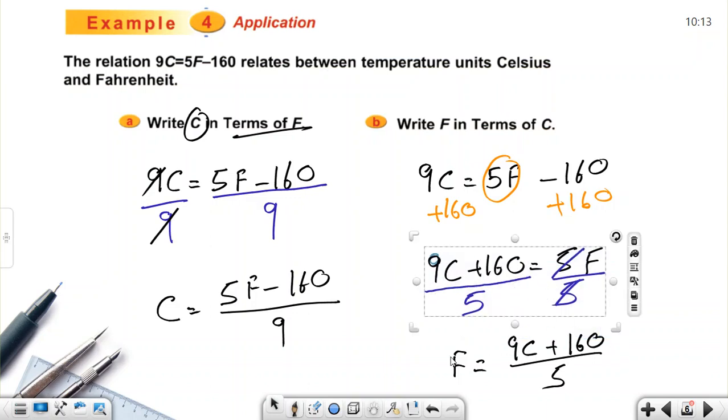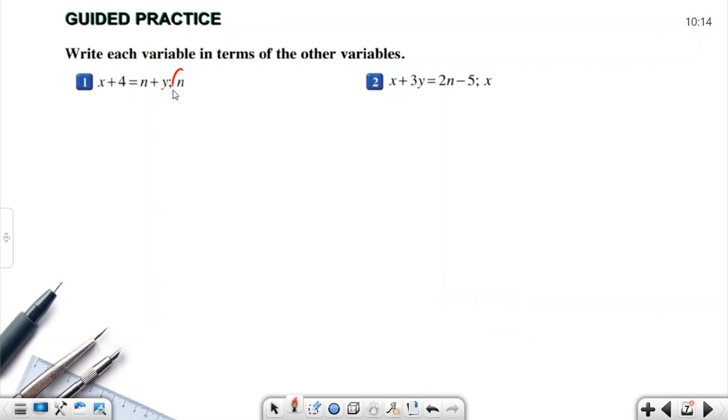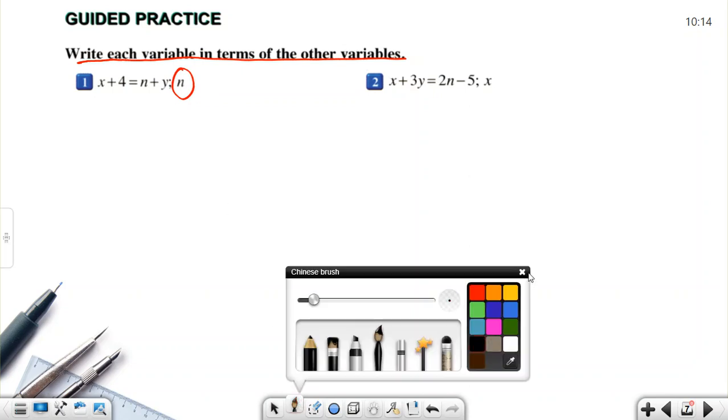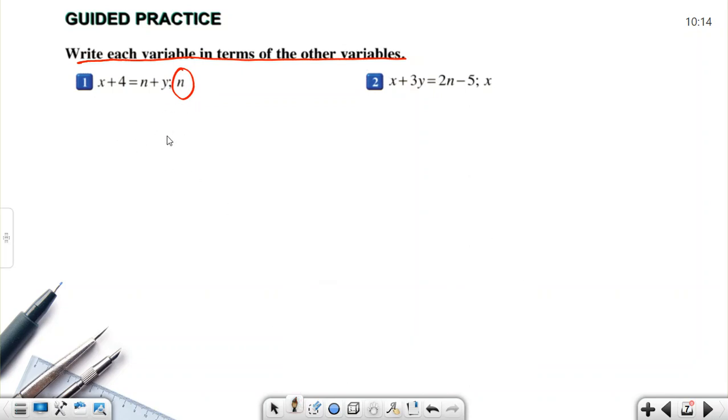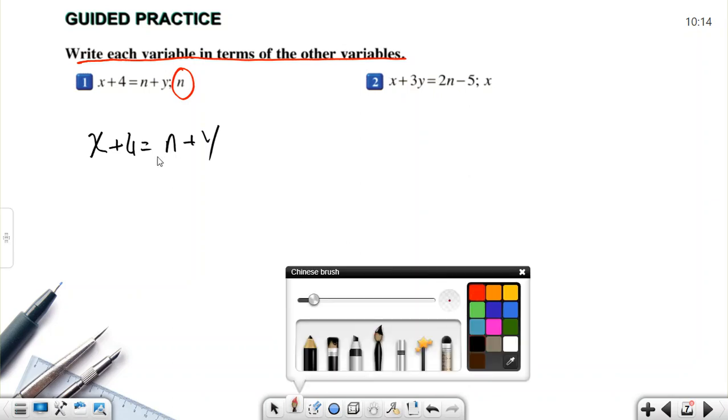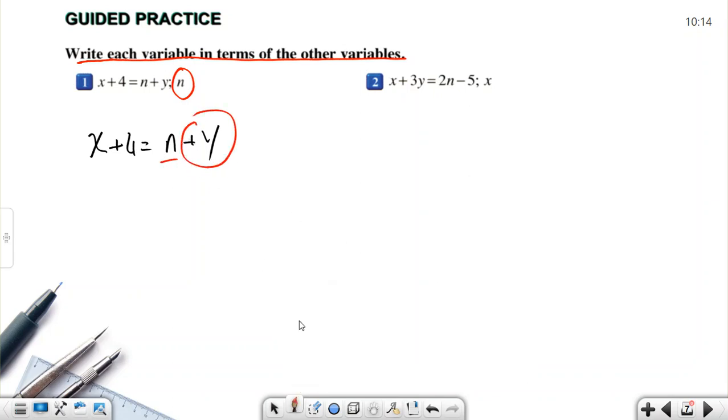Okay, next it says n. This n shows us you have to write in terms of this variable. If you read the question, it says write each variable in terms of the other variables. So n is given. I will keep this n and isolate n on one side of the equation. X plus 4 is equal to n plus y. So the n is here. After n, there is a plus y.